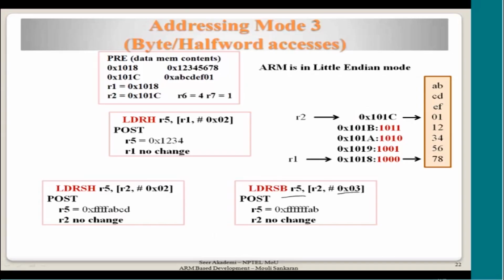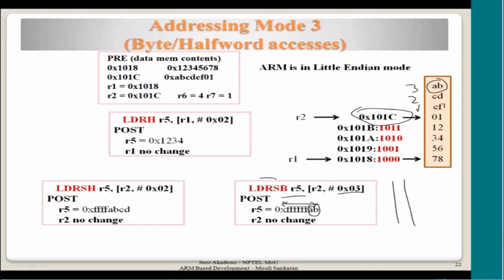So when you are saying R2 plus 3, 1 is here, plus 1, plus 2 is here, plus 3 is here. R2 is pointing here. So AB is accessed, AB is moved here into R5 and then sign extended. Okay. So check whether the simulator does this sign extension properly, but this is the intended purpose of this instruction.